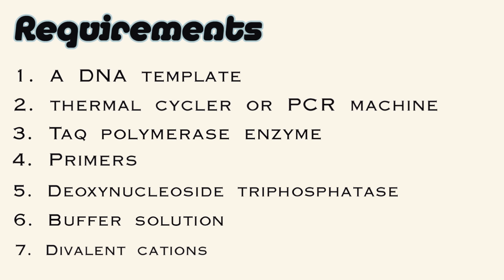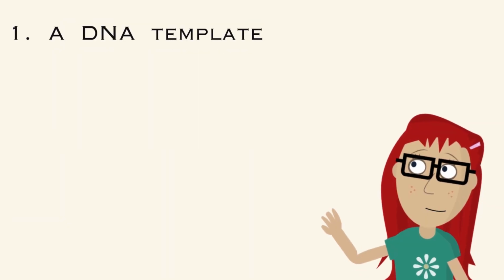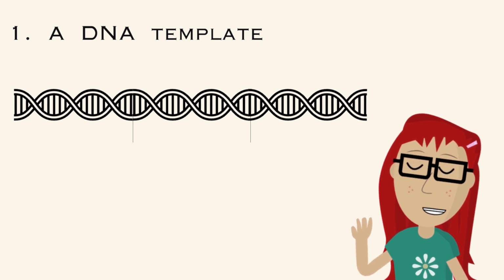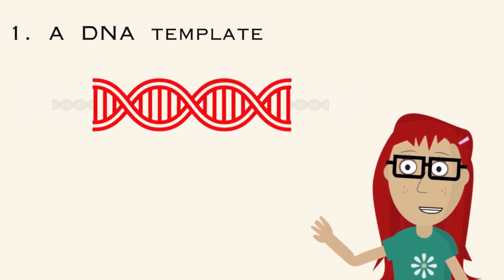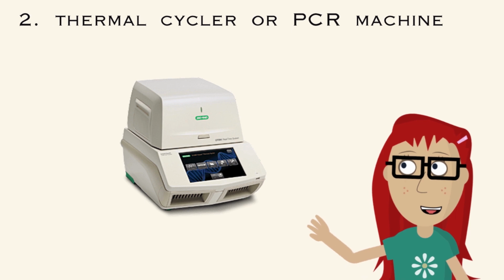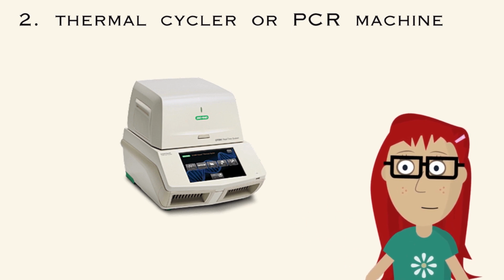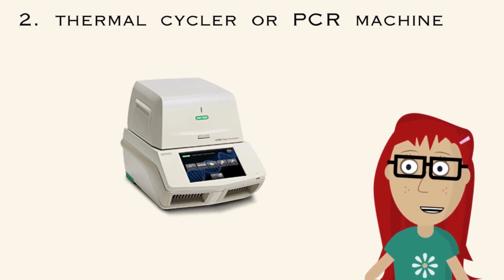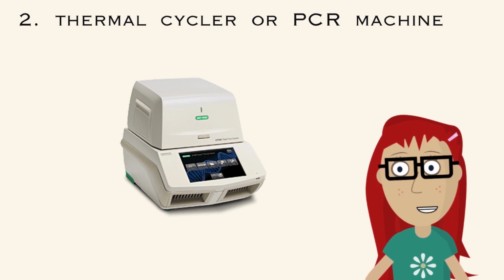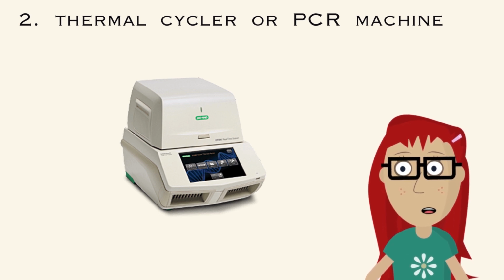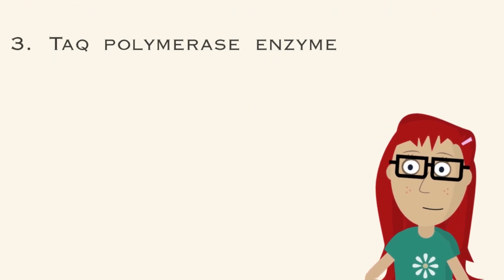We need these things for a PCR to be carried out. A DNA template. This is a selected region of DNA strand which is of interest. A thermal cycler, or a PCR machine. This is the equipment which is used in this test, and it provides an environment for temperature-sensitive reactions.